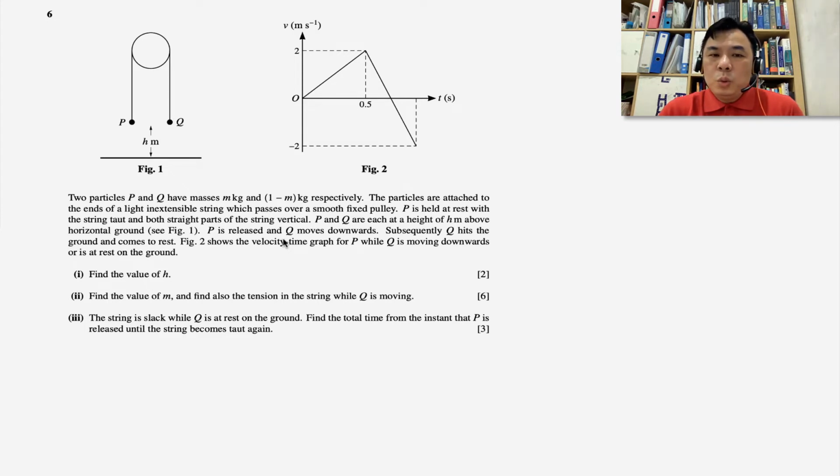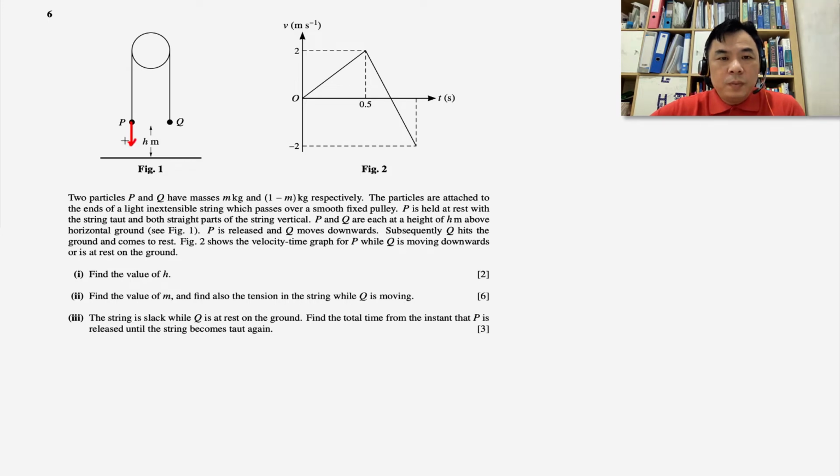Now, figure 2 shows the velocity-time graph of particle P in this case, while Q is moving downwards or is at rest on the ground. So when Q is at rest on the ground, P is still moving. Therefore, this entire graph represents the motion of P before Q reaches the ground and after Q has already reached the ground. All right. Now, first of all, as I mentioned before, we're going to label all the forces acting on the particle itself.